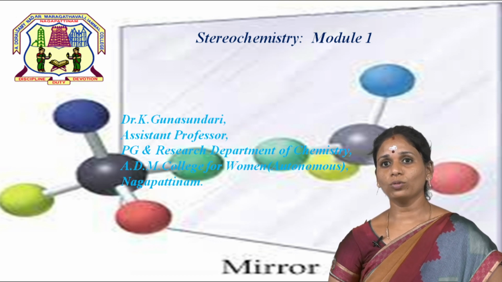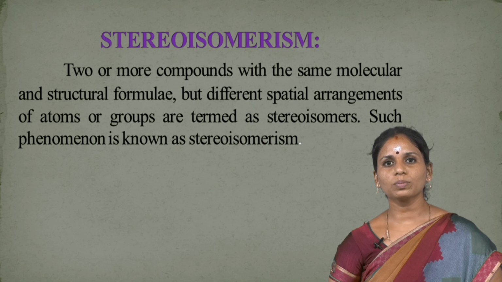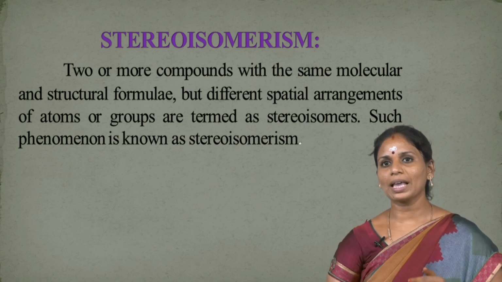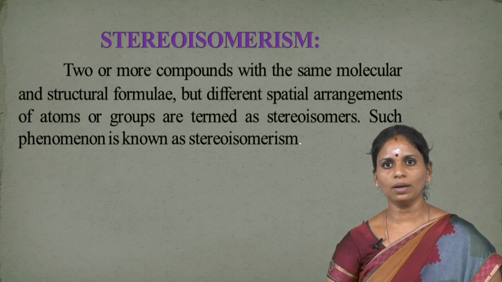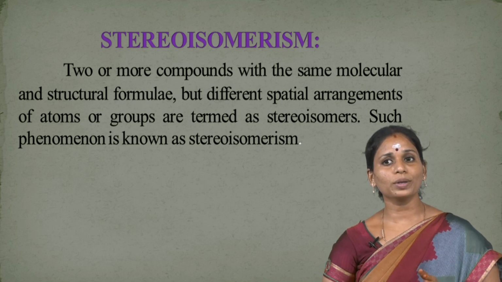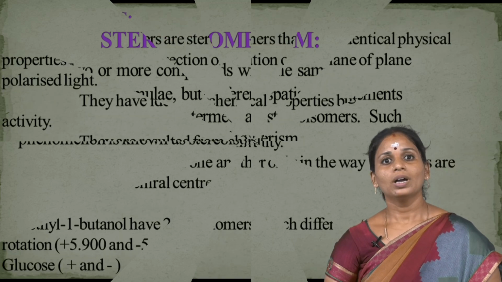We are going to discuss stereochemistry. We shall see what is meant by stereoisomers first. Two or more compounds with the same molecular and structural formula but different spatial arrangements of atoms or groups are termed stereoisomers. Such a phenomenon is known as stereoisomerism.